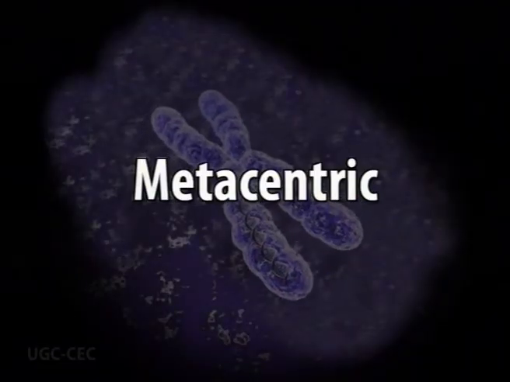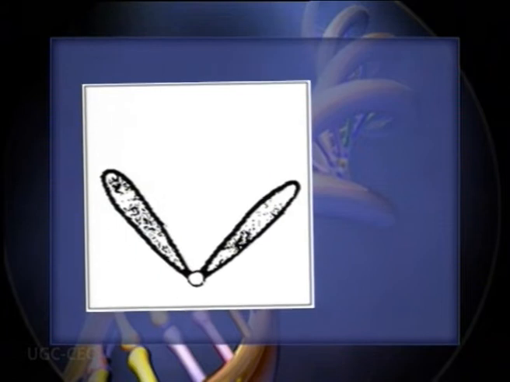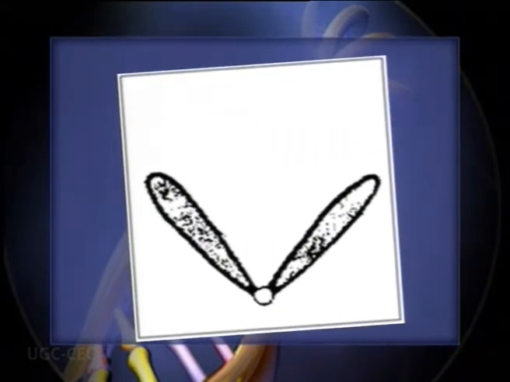Now the metacentric chromosomes. When the centromere lies at or near the middle of the chromosome and the two arms of the chromosome are almost equal, then it is called metacentric. During anaphasic movement, the chromosomes bend at the centromere so that the metacentric chromosomes are V-shaped.